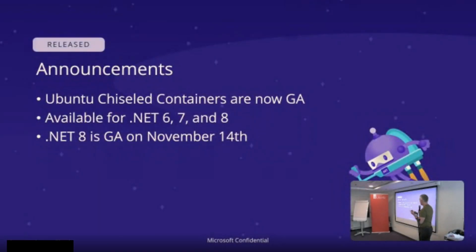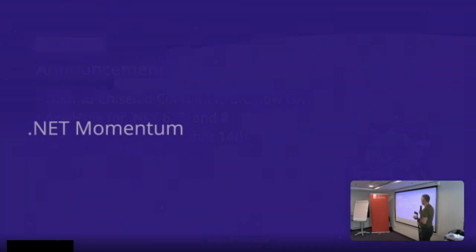So the announcements are, we've been working on these Ubuntu chiseled containers with Canonical. Those are now GA. They're available for all the supported .NET versions, and the latest .NET version is GA next week or so. So the timing is really excellent.